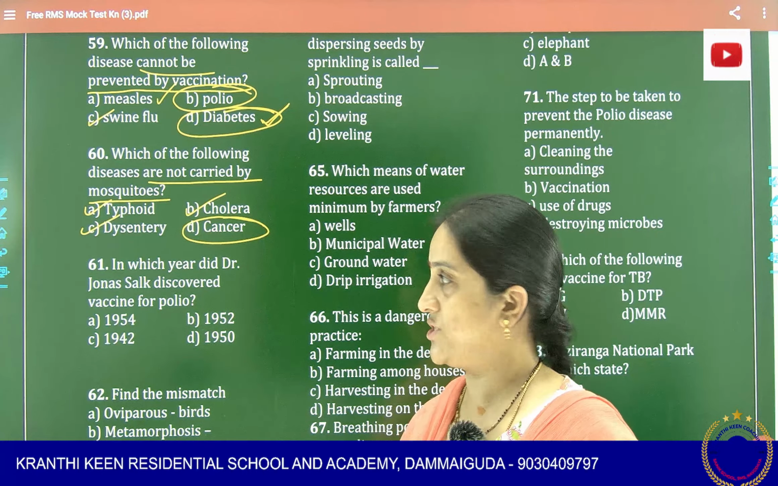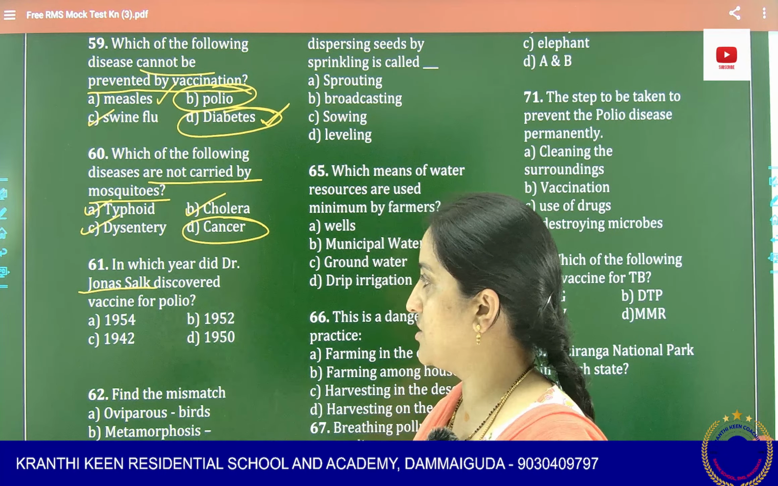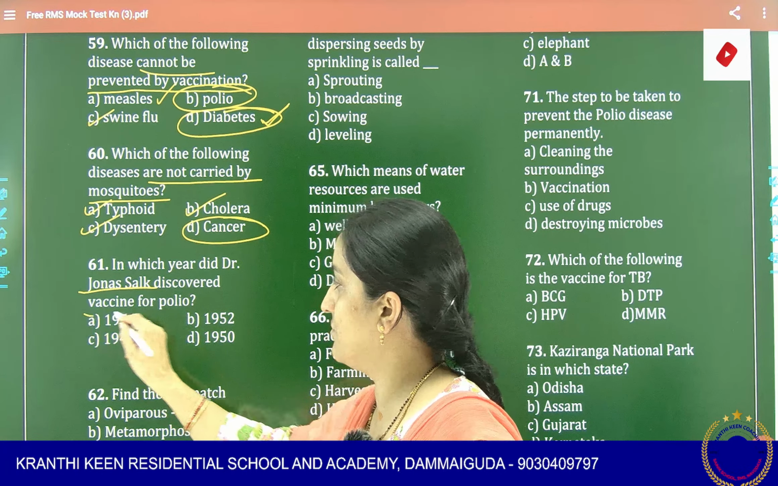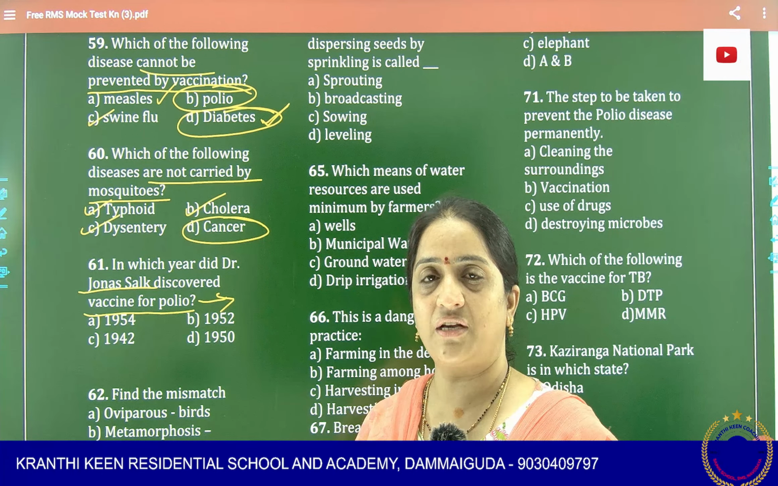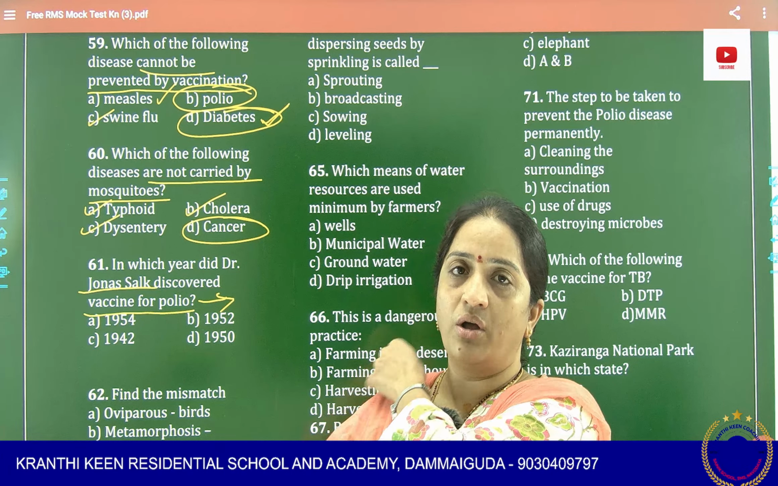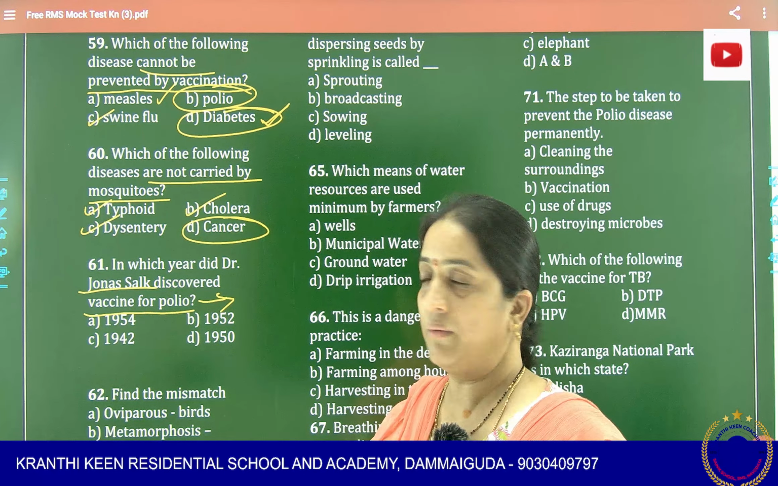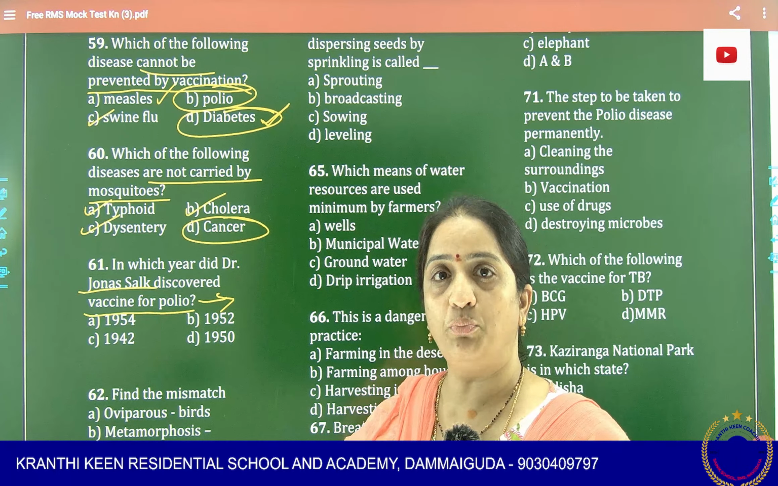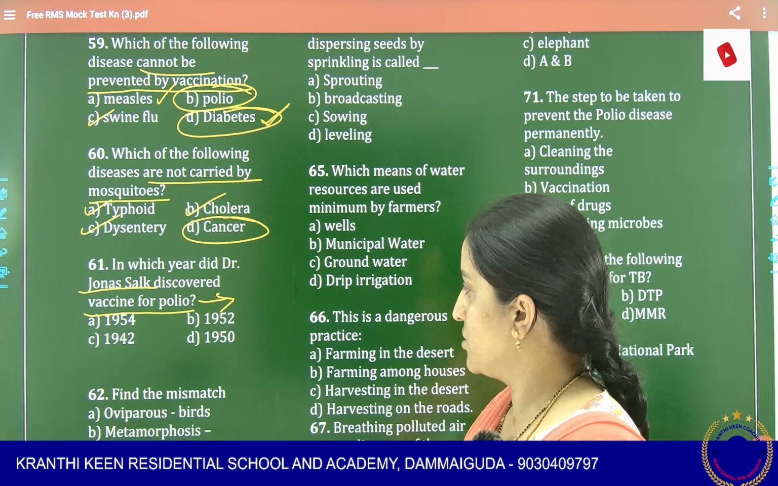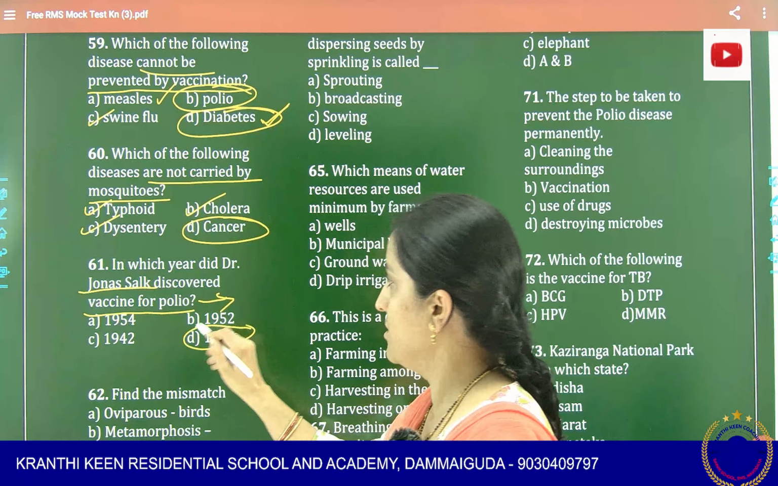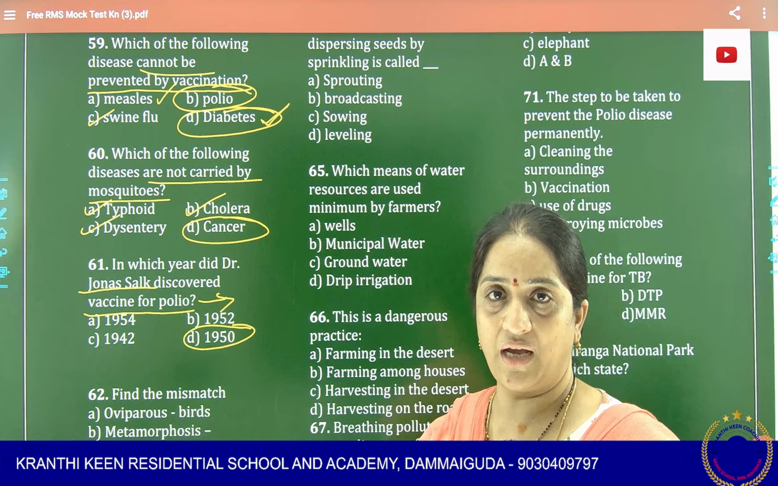Next, 61st question. In which year did Dr. Jonas Salk discover the vaccine for polio? Here, polio is a viral disease which affects small children. That is why all the children who are below 5 years get affected, so they will be given vaccination to prevent that disease. In the year 1950, Dr. Jonas Salk discovered the polio vaccine.